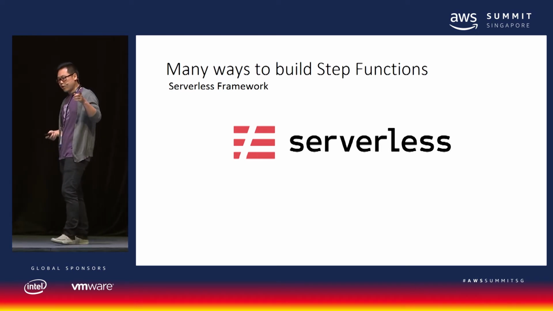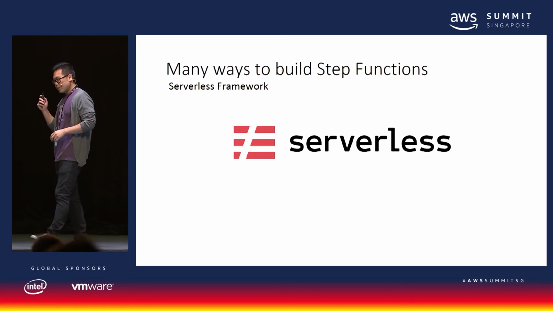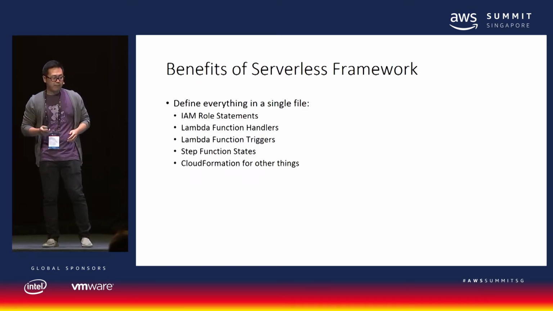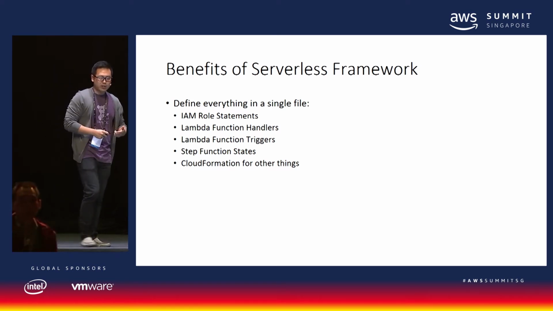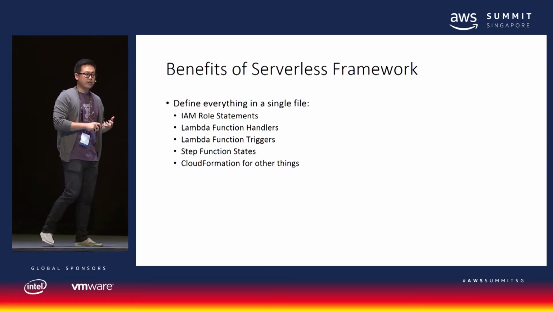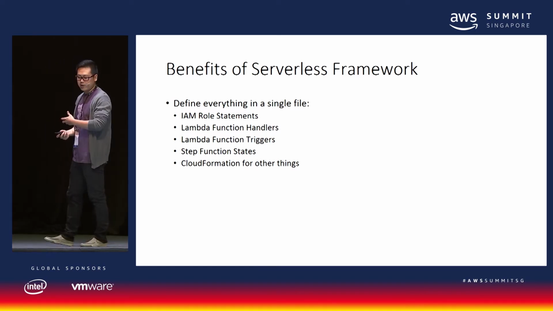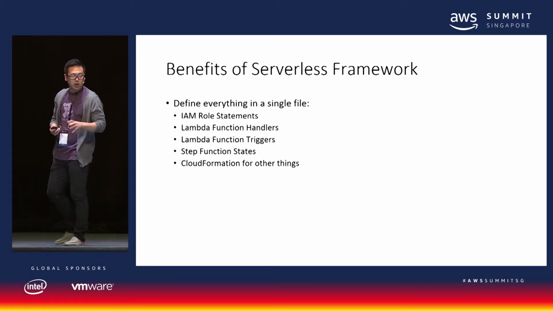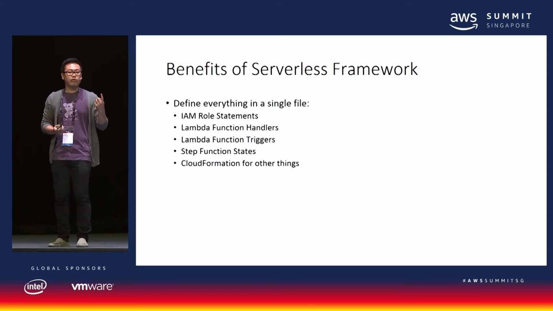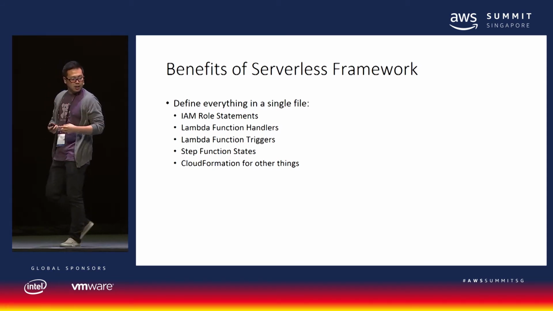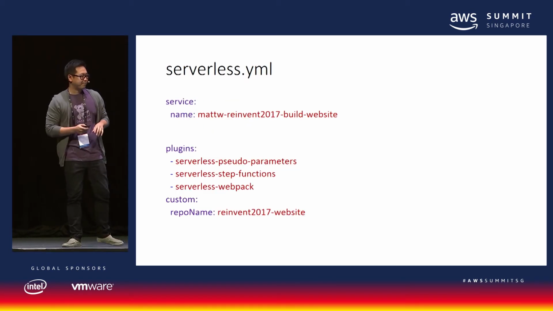So instead, what you can do is you can use serverless, which is what Matt did. So with serverless, you do it all at one time. You can define everything in a single file. You have your IAM role statements, your Lambda function handlers, your triggers, step function states, CloudFormation for everything else, like code build, code commit, DynamoDB, S3. All of that can be done through serverless framework. So you have one file, really, one file to rule them all. And so from here, let's take a look at what serverless actually looks like.